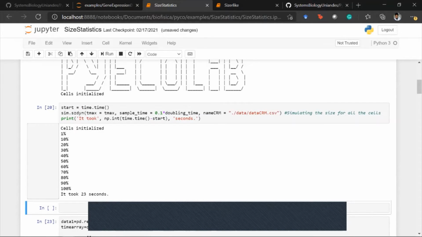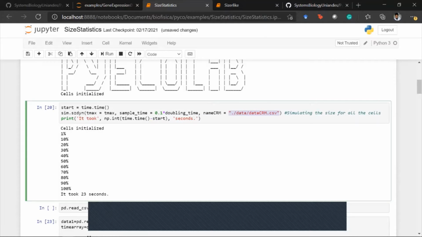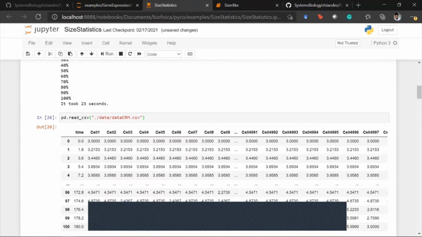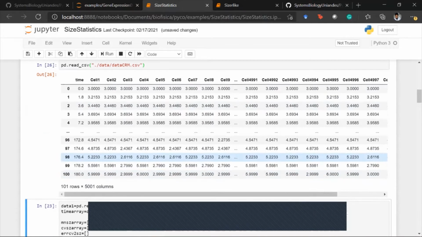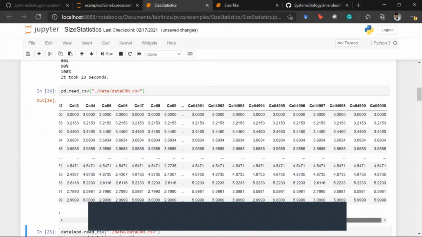If you want to see the data, you can do it using pandas and the function read CSV, and you can read the file, and you see how this looks like. The time in the first column and the sizes of every cell along the time.